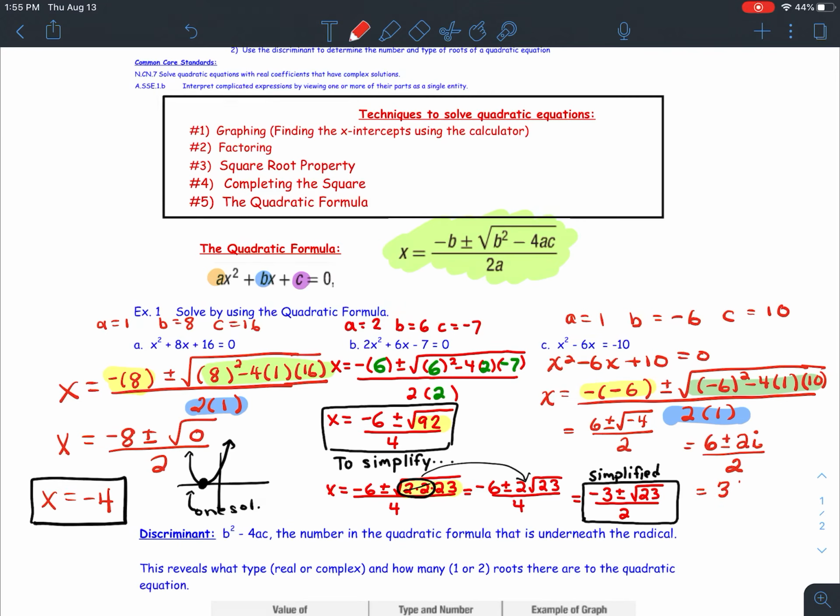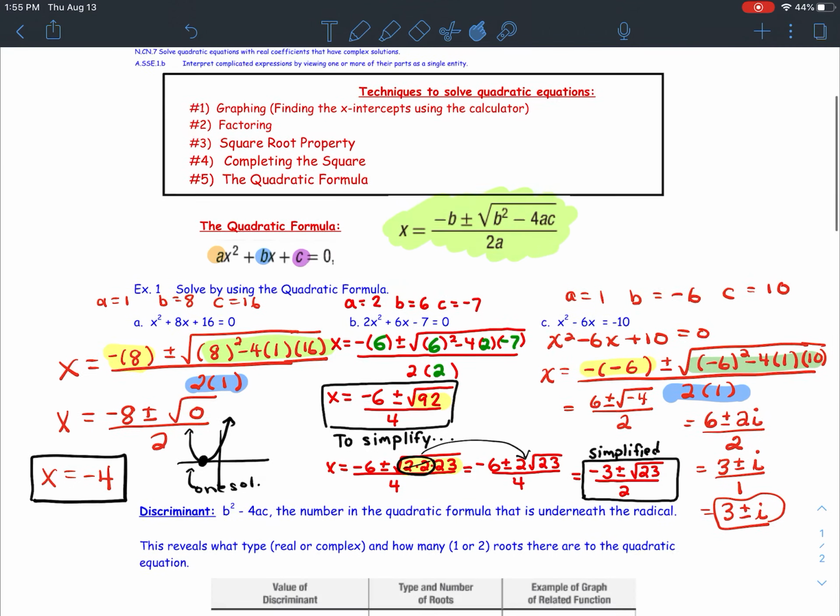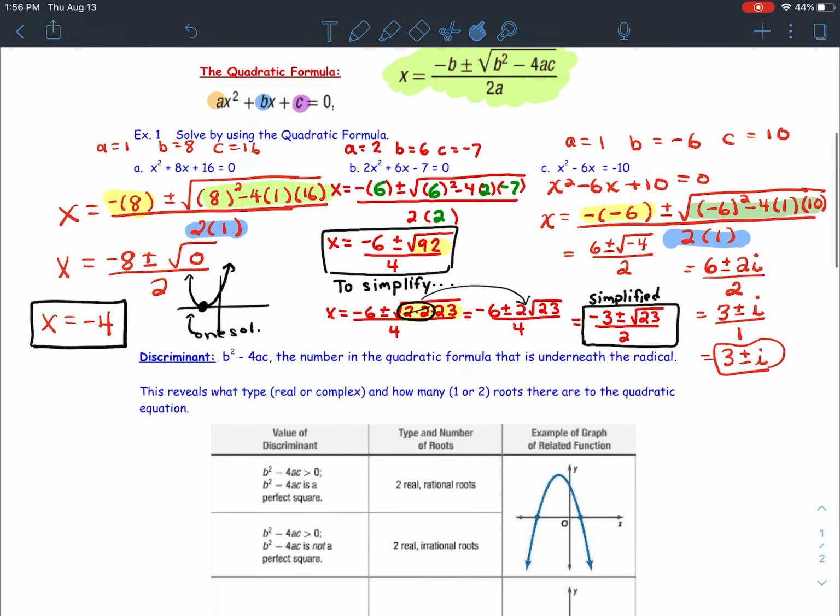And then I'm going to do similar to what I described here where we reduced this 6, this 2, and this 2. If you can take something out of all 3 of those, then you can reduce this. Well, we can take a 2 out of everything. So the 6 becomes a 3. The 2 in front of the i becomes a 1, and the 2 in the denominator becomes a 1. So we can just write the answer 3 plus or minus i. Okay? All right, that is how you simplify using the quadratic formula.